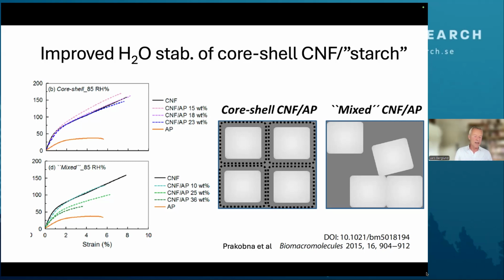If you just mix them, the starch and the nanocellulose, you suffer in properties because you plasticize the matrix at 85% relative humidity. So you reduce the properties significantly. So there's an image on the right-hand side of the image. You see the more well-organized core-shell material. And in the mixed one, you will have larger sections of starch-rich material.